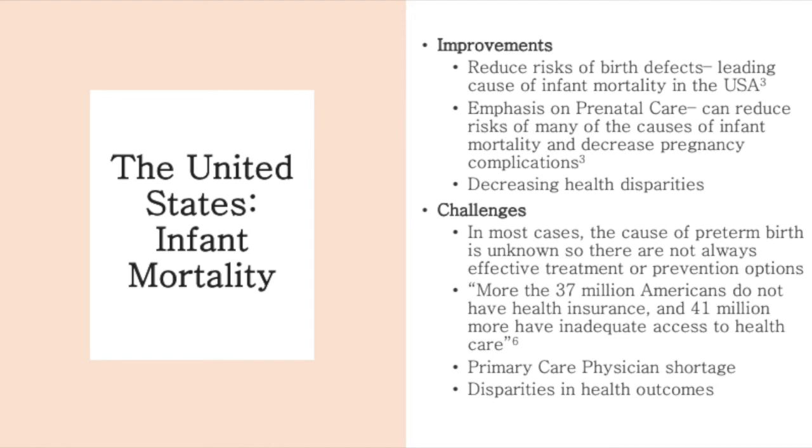And then another improvement that we're striving for here in the U.S. is to decrease health disparities. And while we are still decreasing our infant mortality rate, there are a lot of challenges that come along with that. So in most cases, the cause of preterm birth, which is the second most common cause of infant mortality in the U.S., the causes of this are unknown. So there's not always an effective treatment or prevention option to stop preterm birth.